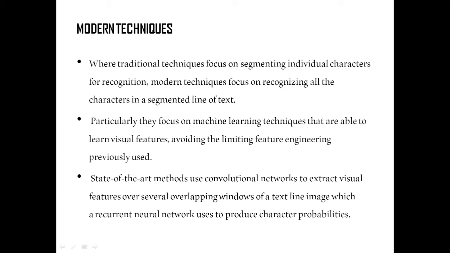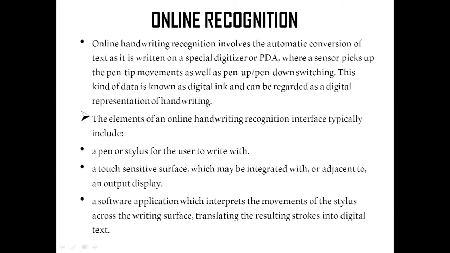Particularly, they focus on machine learning techniques that are able to learn visual features, avoiding the limiting feature engineering previously used. State-of-the-art methods use convolutional networks to extract visual features over several overlapping windows of a text line image which a recurrent neural network uses to produce character probabilities.